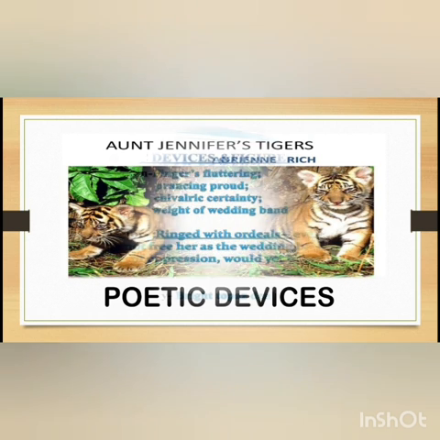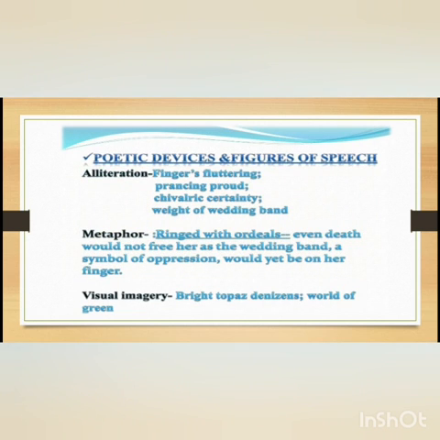Let us move on. The first poetic device is alliteration. Alliteration is the occurrence of the same letter at the beginning of adjacent words in the same line. You can see examples like fingers fluttering, prancing proud, chivalric certainty from the poem. In the first example, you can see the consonant F getting repeated in the adjacent words. Similarly, you can see the consonant P repeating in the second.